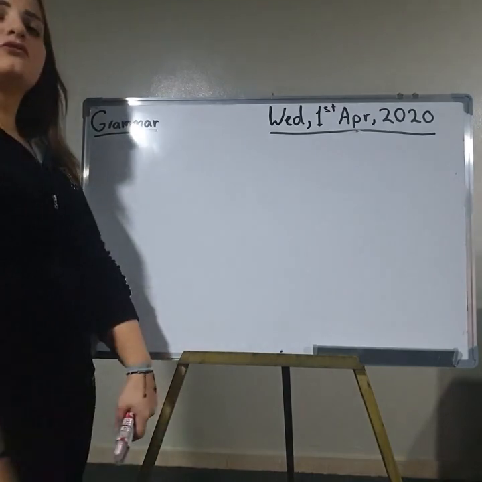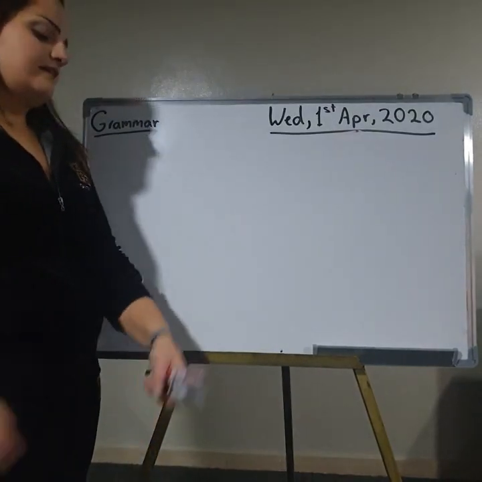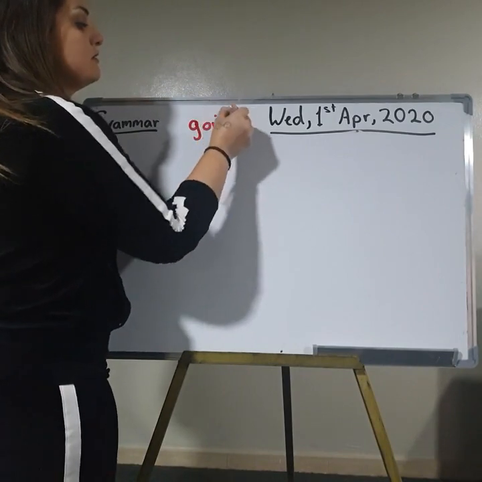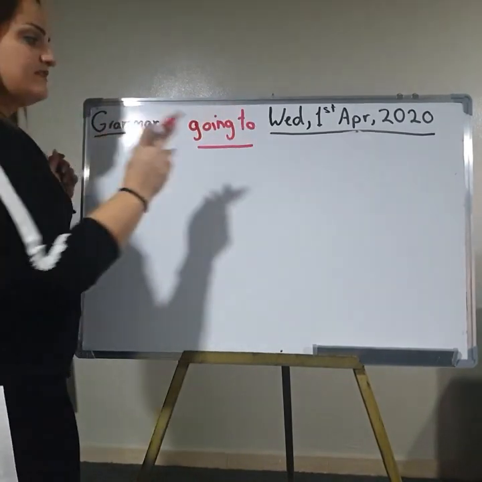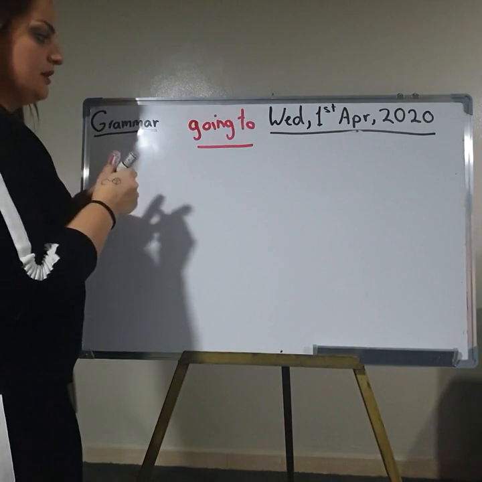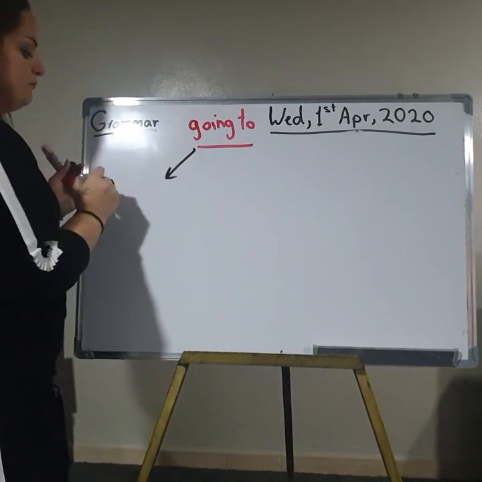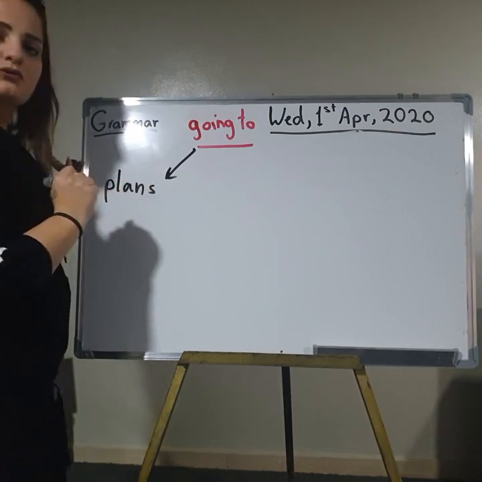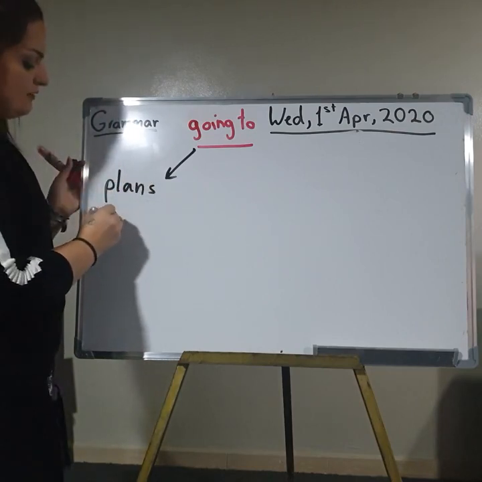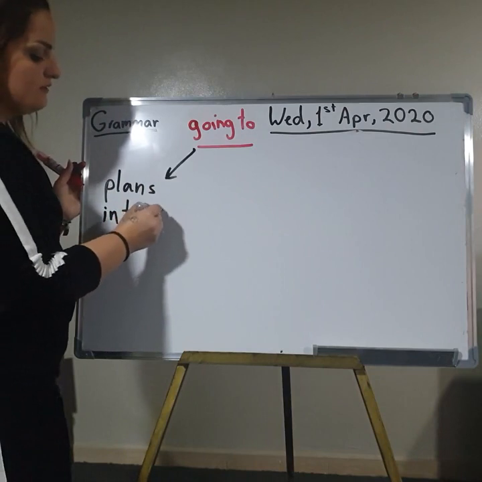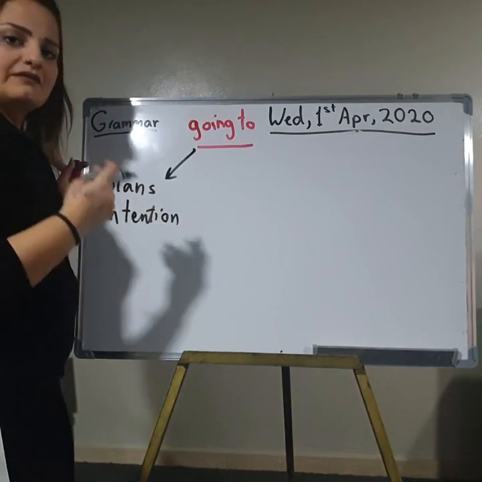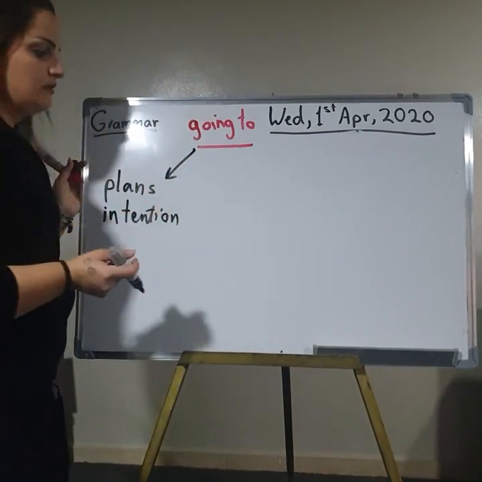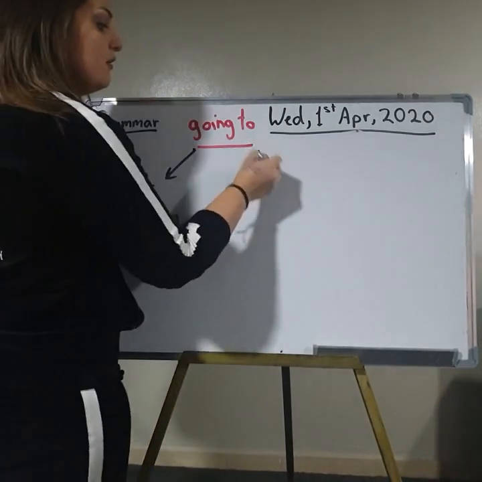2020. I will continue with the grammar lesson that we started last time, which was about going to, okay? Now, we said that I use going to for plans or future plans, okay? And I use it for intentions. When you intend to do something, you put a plan in your mind and you want to do it in the future, you intend to do it, okay?